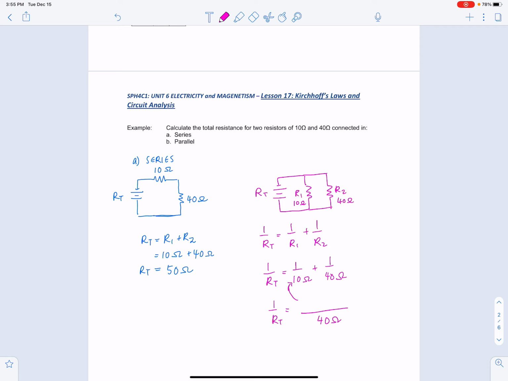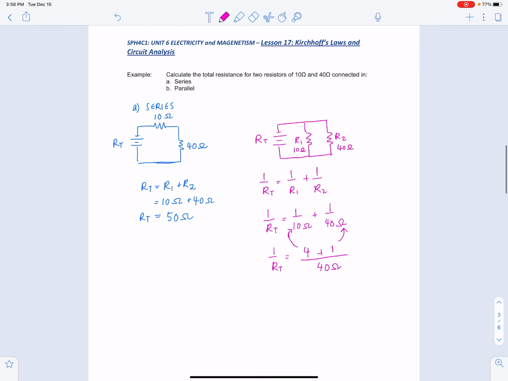We multiply 10 by the number 4 to get 40. Then what do we multiply 40 by to get 40? It's the number 1. 40 times 1 is 40. Hopefully you can review how to add and subtract fractions, because you'll need to use these mathematical skills in this unit. Since we have a common denominator, we can add the numerators together. 4 plus 1 is 5 over 40 ohms.